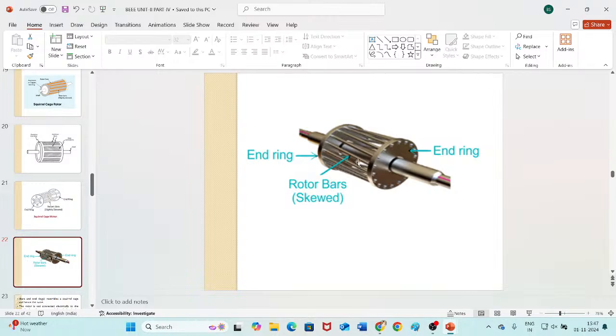So what is meant by torque? Torque means angular displacement around the axis.